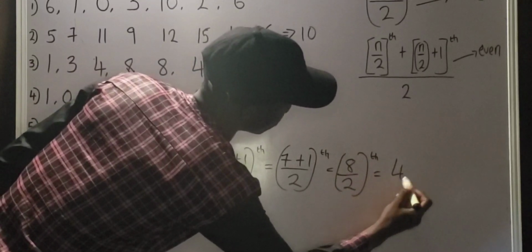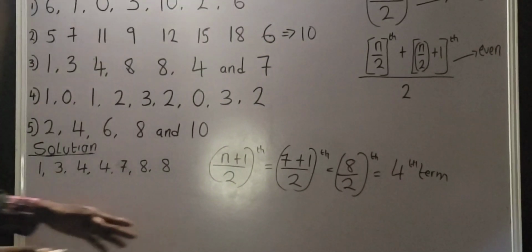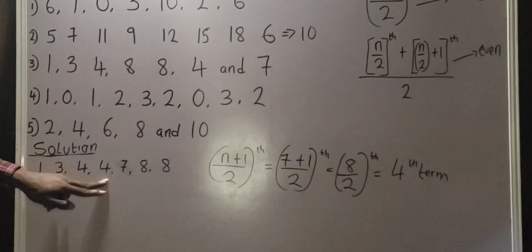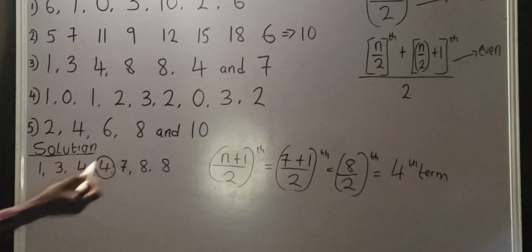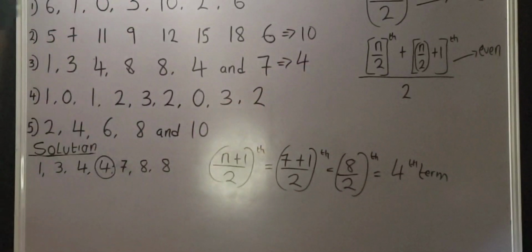8 over 2 is 4. So the fourth term among my data set will be the median term. Are you getting it? So let's check. This is the first term, second term, third term, and the fourth term. So the median is what? 4. You understand? So the median of the data set is 4. So let's proceed to the fourth question.